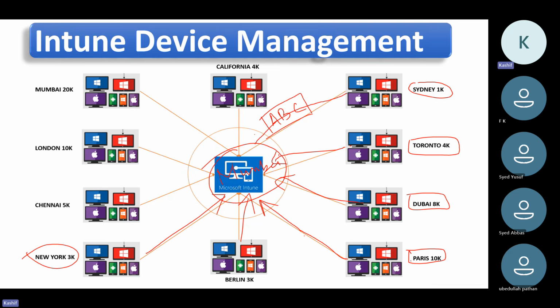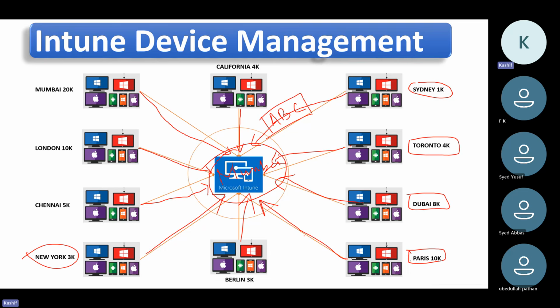We'll be able to send applications. We can wipe out the devices. We can factory reset the devices. We can block the camera of the devices. We can block Bluetooth, Wi-Fi, tethering. There are many things you can do on the devices once the device is enrolled into Intune, right? So this is how device management is done.